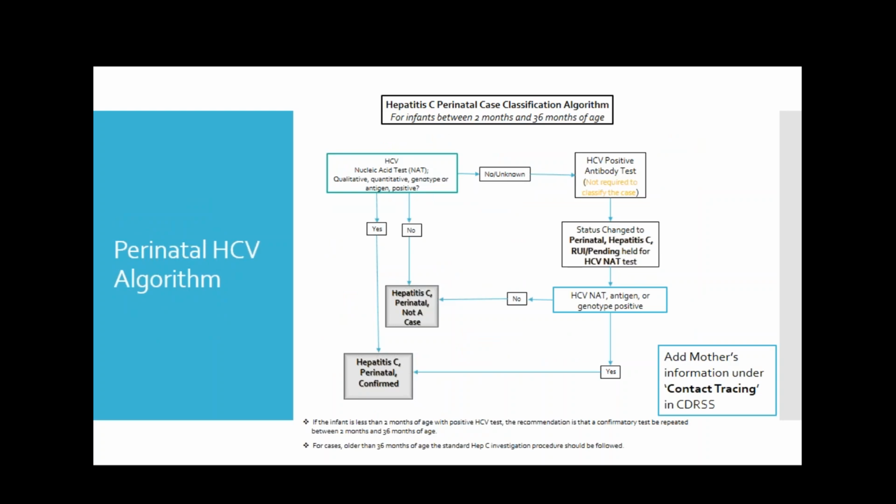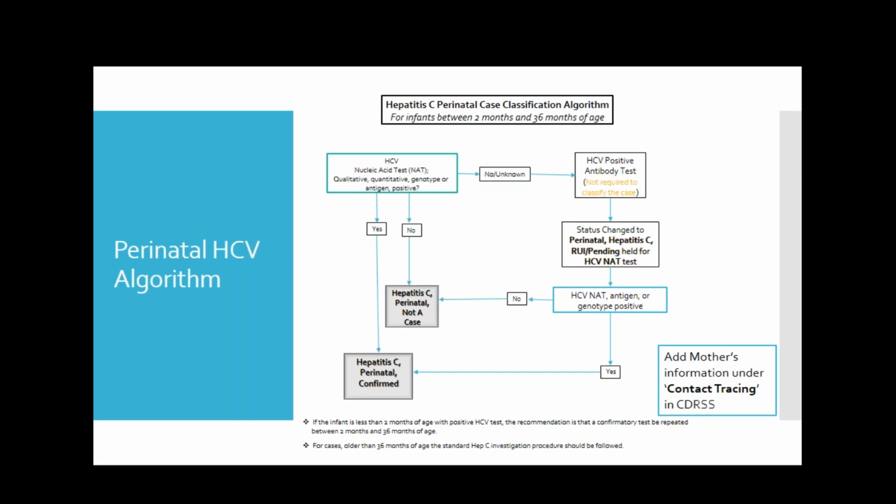So now we have provided a perinatal HCV algorithm to assist in classifying the case. This algorithm, for the most part, summarizes what I mentioned earlier in terms of the case definition. So an infant is found to have positive HCV NAT, and the infant is between 2 months and 36 months of age. This case should be closed as Hep C perinatal, case status confirmed, LHD closed.